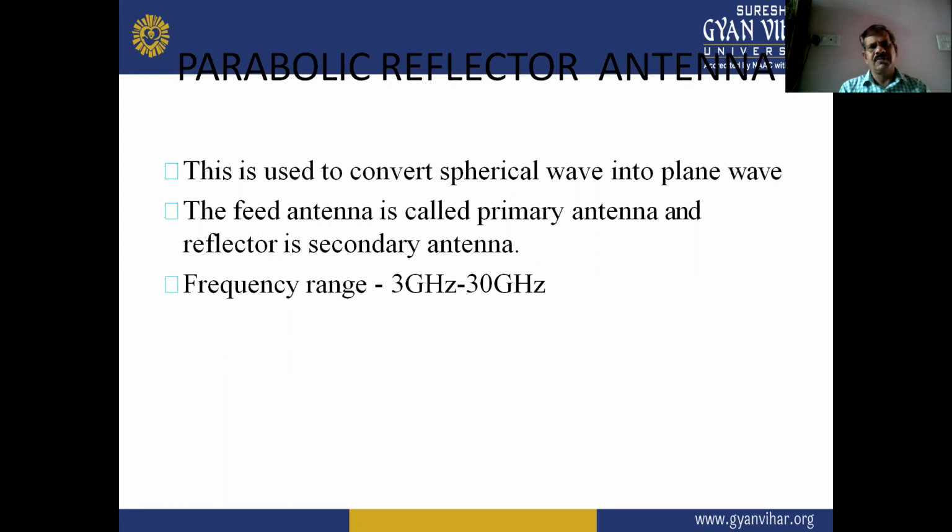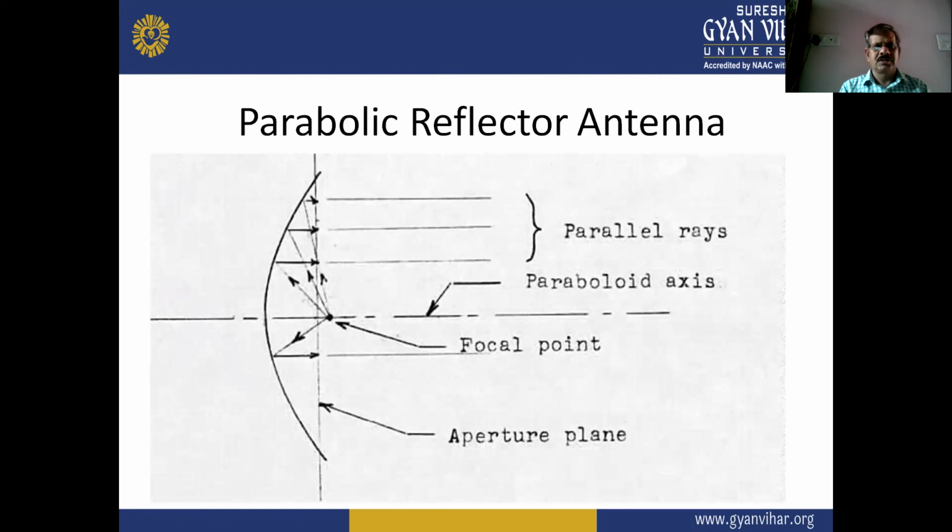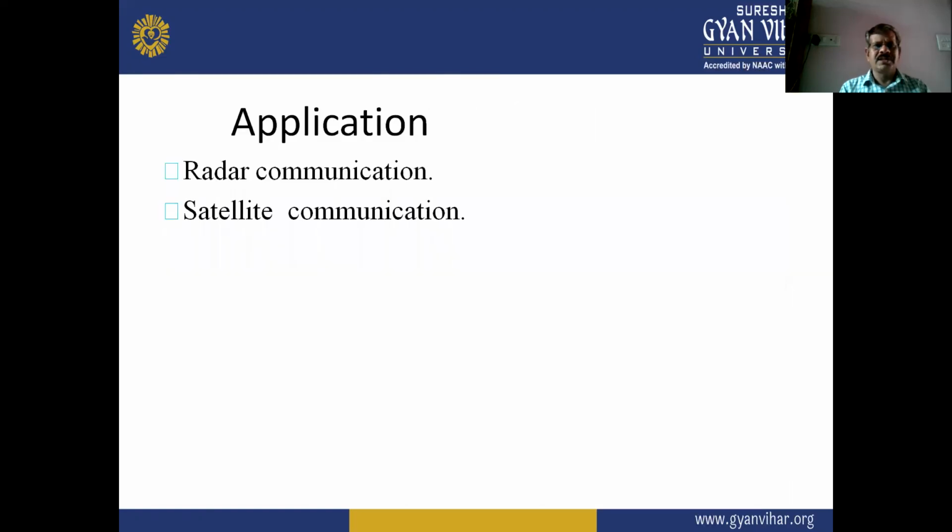Next antenna is parabolic reflector antenna. This is used to convert spherical wave into plane wave. So the feed antenna is called primary antenna and the reflector is called secondary antenna. The frequency range of this parabolic reflector antenna is 3 gigahertz to 30 gigahertz. This is the shape of the parabolic reflector antenna, in which there are parallel rays, paraboloid axis, focal point, and aperture plane in this diagram. Applications: radar communication and satellite communication.